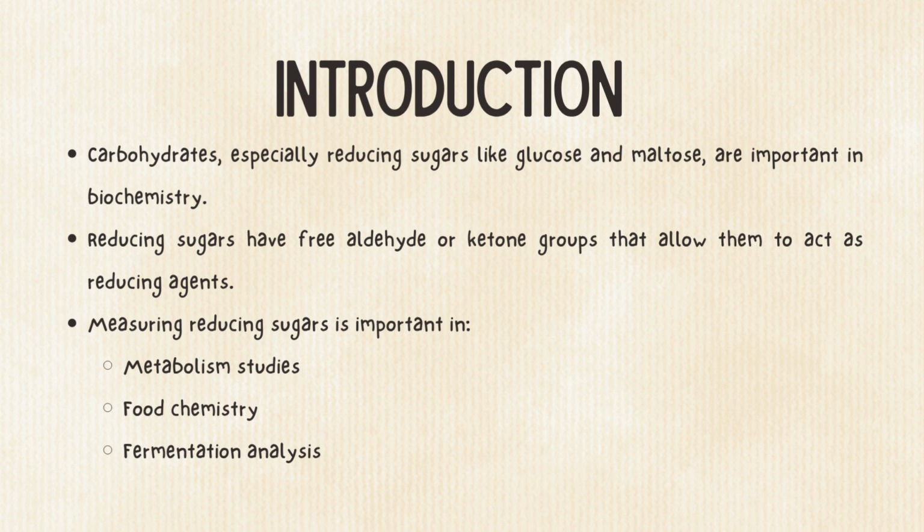Carbohydrates, especially reducing sugars like glucose and maltose, play a vital role in biochemistry. What makes them reducing is the presence of free aldehyde or ketone groups, which allow these sugars to act as reducing agents in chemical reactions.